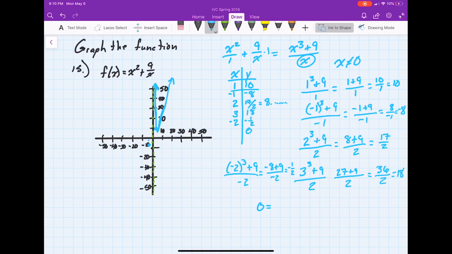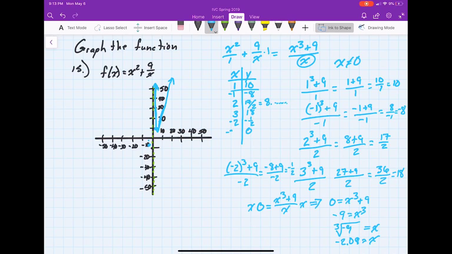Well, let's find out where it actually intersects the x-axis. So we'll set this y value to be 0. So 0 equals x to the third plus 9 over x. Well, oops, multiplying by x, 0 times x will end up being 0. So that ends up being, I'm sorry, 0 equals x to the third plus 9. Now I'll move the 9 over, so I'll get negative 9 equals x to the third. And then the third root of negative 9, and my calculator says that this is equal to negative 2.08.